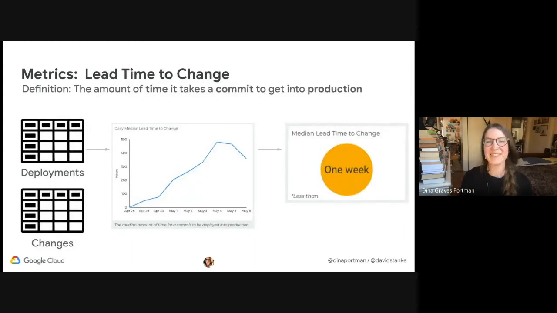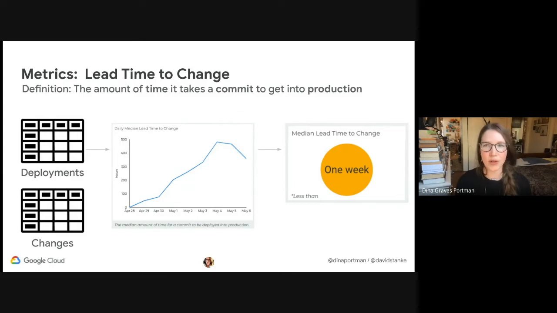So next, we have lead time to change. And this is the amount of time it takes a commit to get into production. So the lead time requires 2 important pieces of data: when the commit happened and when the deployment happened. This means that for every deployment, you have to maintain a list of all the changes included in the deployment.